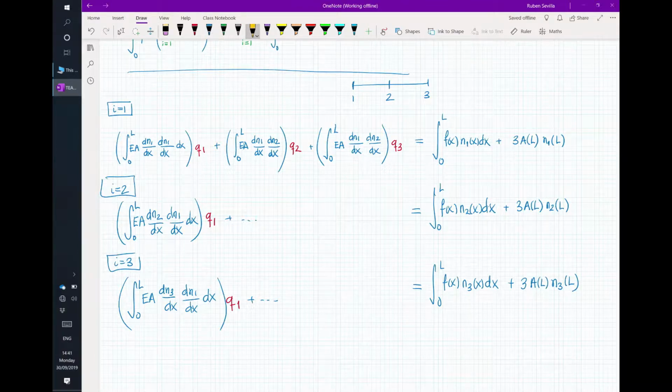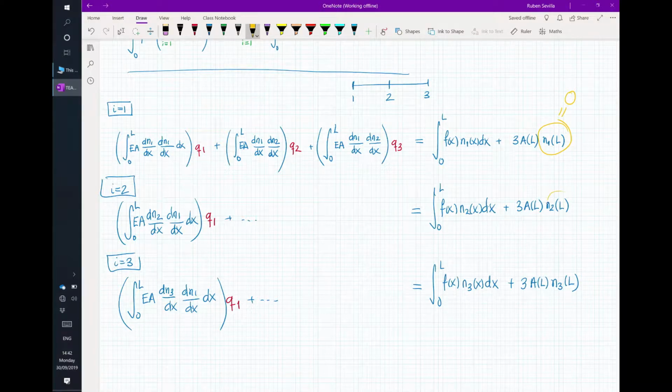What is N1 of L? And if it helps, look at the picture. Anyone? 0. Yeah. The first shape function, remember what they need to satisfy. They satisfy that they are 1 in the associated node, 0 in the rest of the nodes. Okay? So the first shape function, the red one, evaluated at the right end, this is what I'm writing there, N1 of L, is equals to 0.